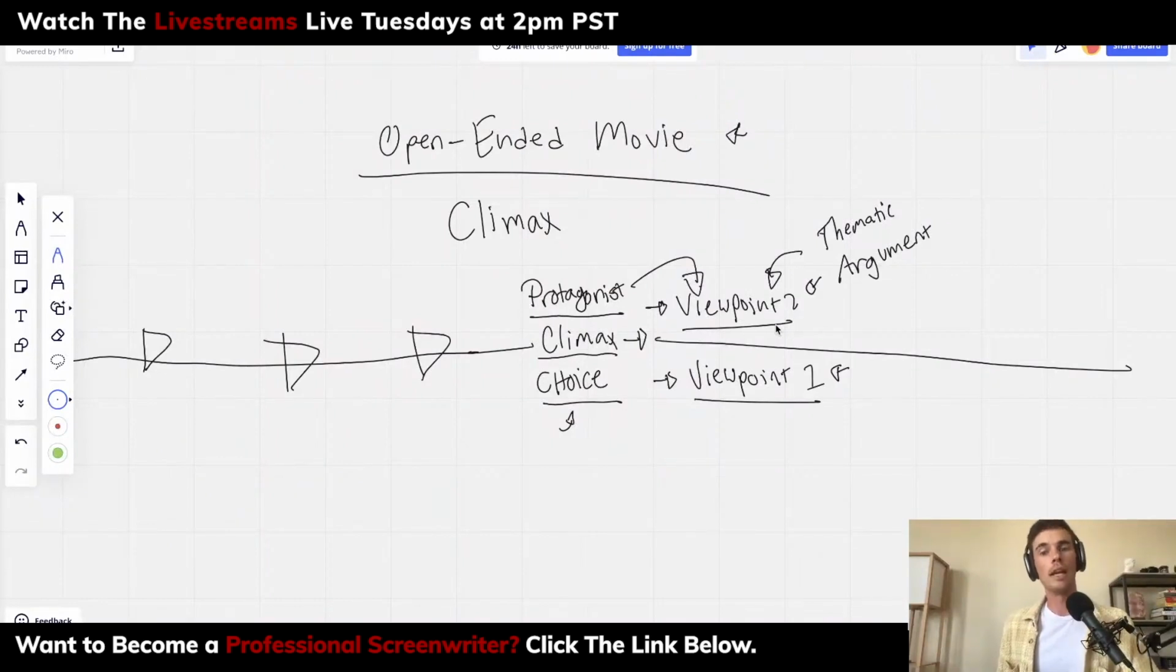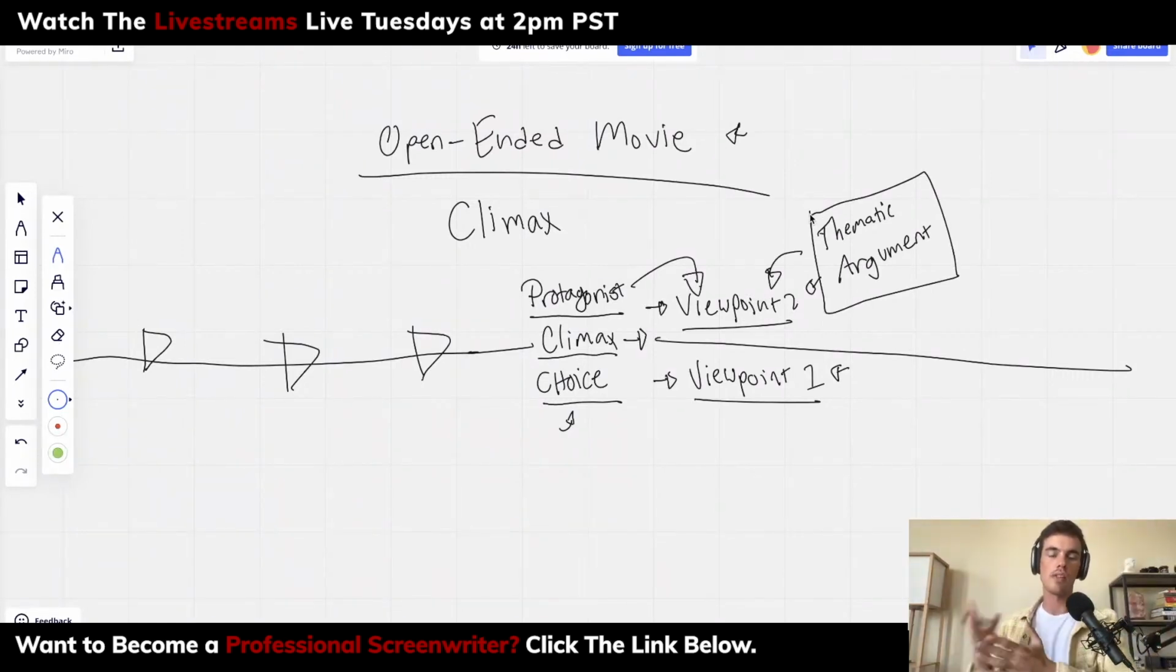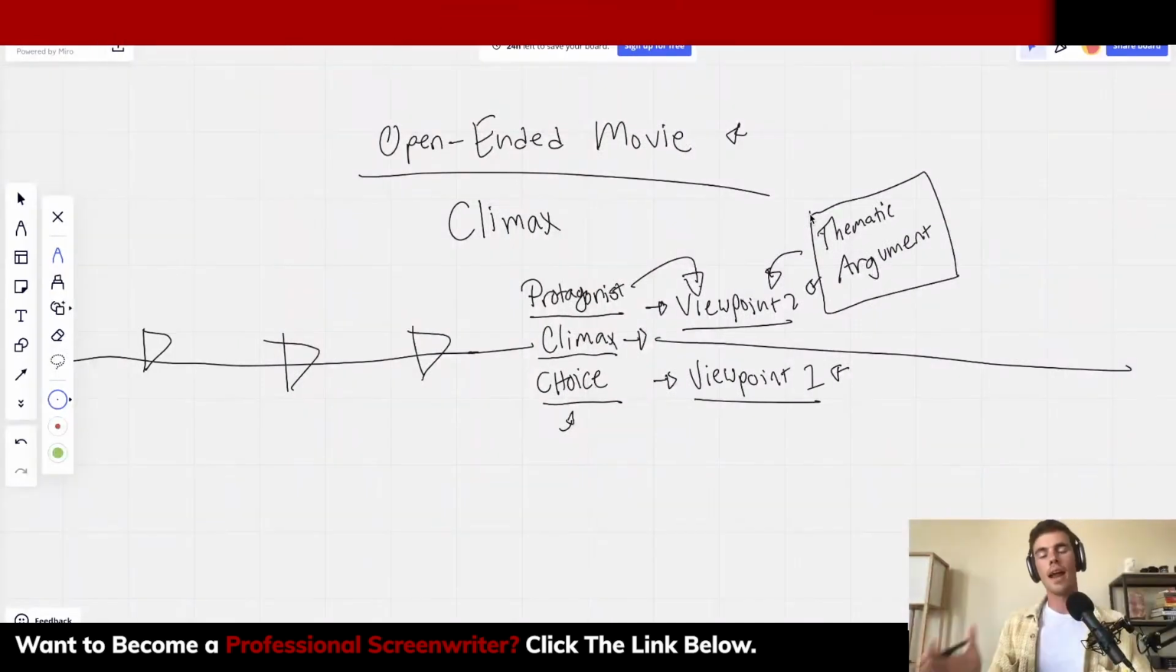And if they don't make a choice, the issue with open-ended movies and why I don't like to do that, you can, but the reason I don't like it is because you're cutting out the fundamental thematic argument of your story, right? What you're doing is you're essentially bringing the audience through this big emotional journey, and then you're not making a statement about it at the end.